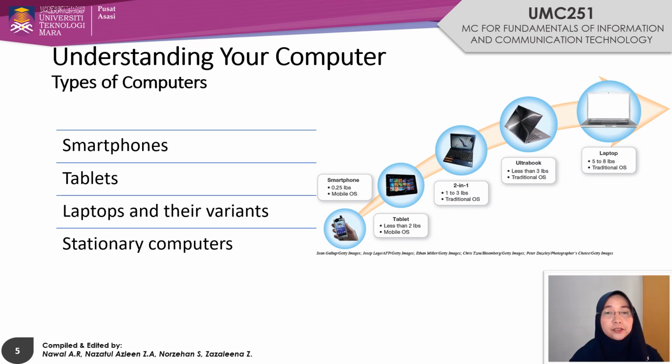For types of computers, there are various categories designed for either portable or stationary. 3 main categories for portable computers are smartphones, tablets, laptops, and their variants like Ultrabooks and 2-in-1 PC. For stationary computers, we have desktops and mainframes, as well as very powerful computers like supercomputers.